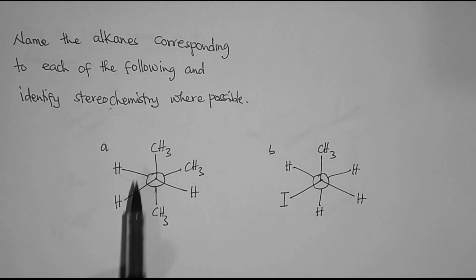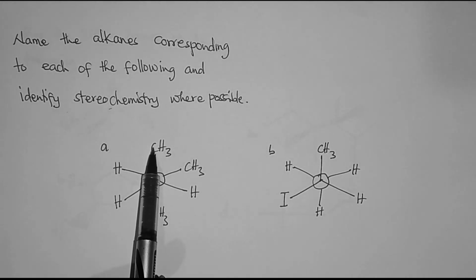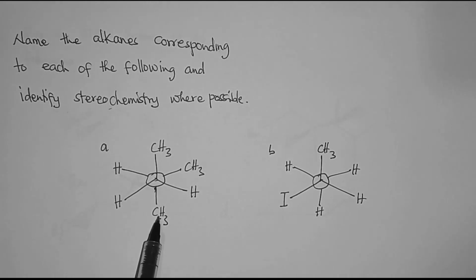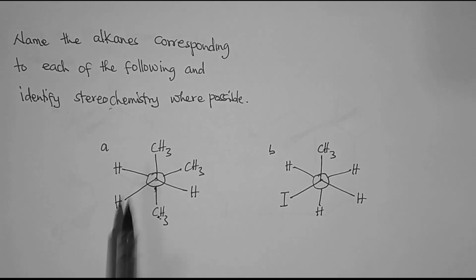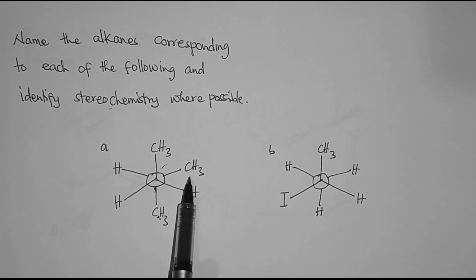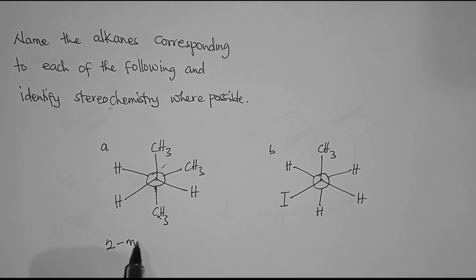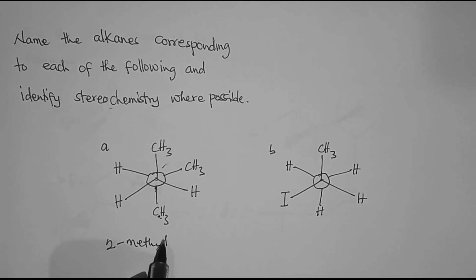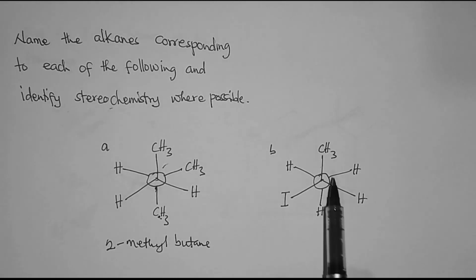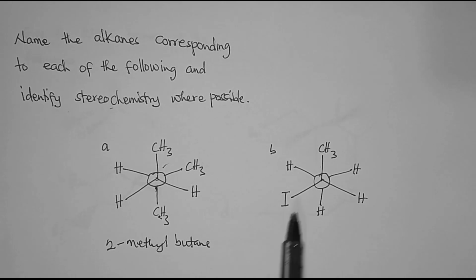So if we were to expand it, you see that this is carbon number 1, carbon number 2, carbon number 3, the one at the back, and carbon number 4. So it is a butane. However, we have a CH3, a methyl group on carbon number 2, which is the carbon at the back. And therefore, the name of this molecule is 2-methylbutane.